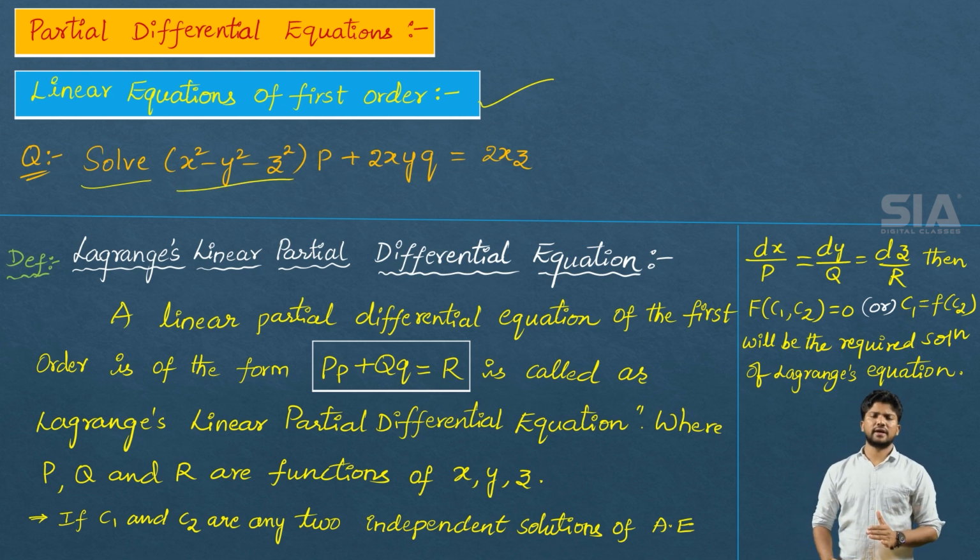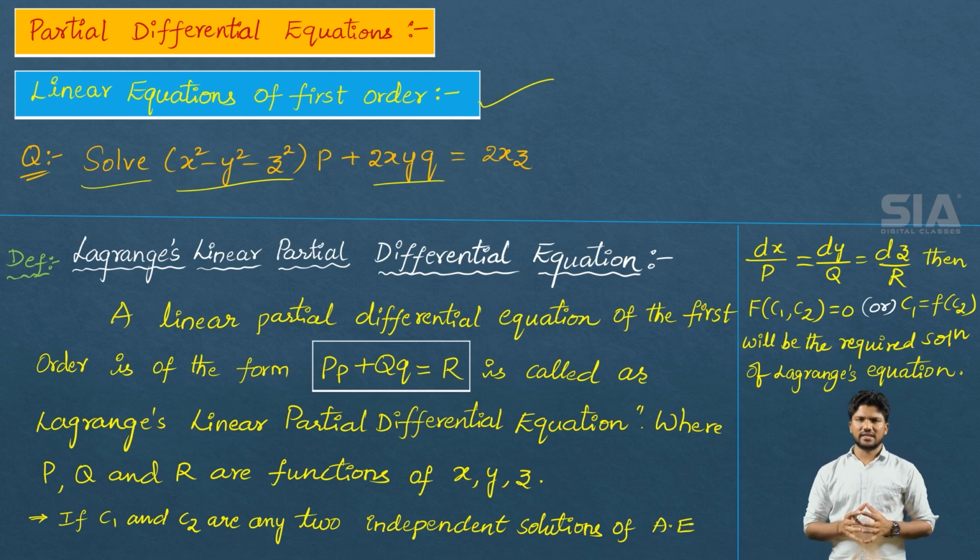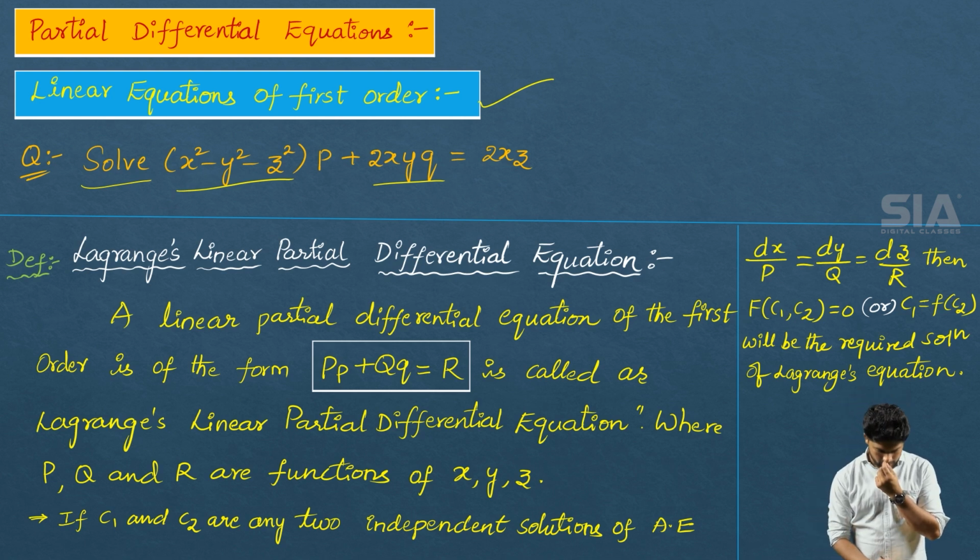Solve (x² − y² − z²)p + 2xy q = 2xz. Actually, this problem is based on Lagrange's linear partial differential equation. The last concept of your syllabus is Lagrange's linear partial differential equation. Don't get confused with Legendre's: you also have Legendre's linear equation in this unit, and you also have Lagrange's linear equation. Just see this question.